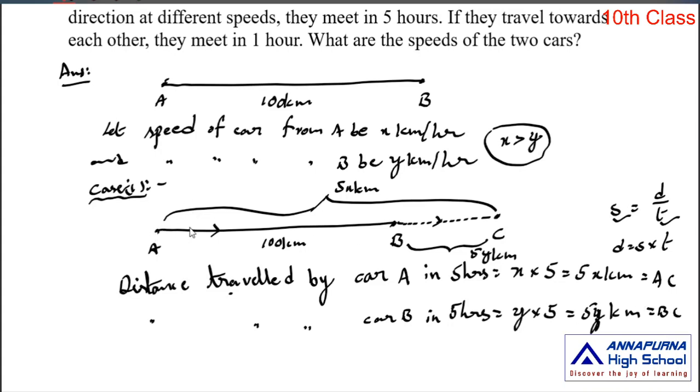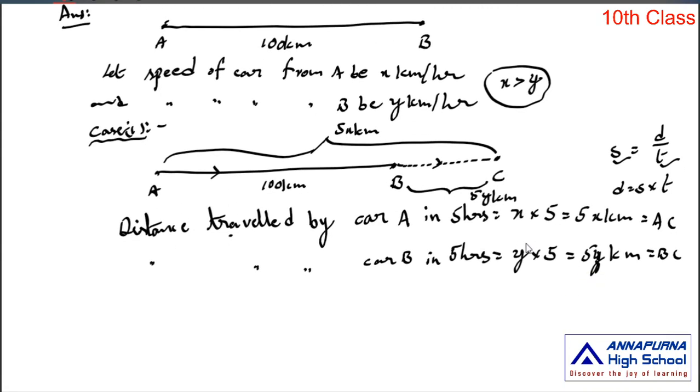Let us observe these 3 points A, B, C. When you observe these 3 points, AC is equal to AB plus BC. Why? Because these 3 places are on one highway only. So we can treat these 3 points as collinear points. So AC is equal to AB plus BC. AC is equal to 5x kilometers, AB is 100 kilometers, which is already given, plus BC, and BC is equal to 5y.